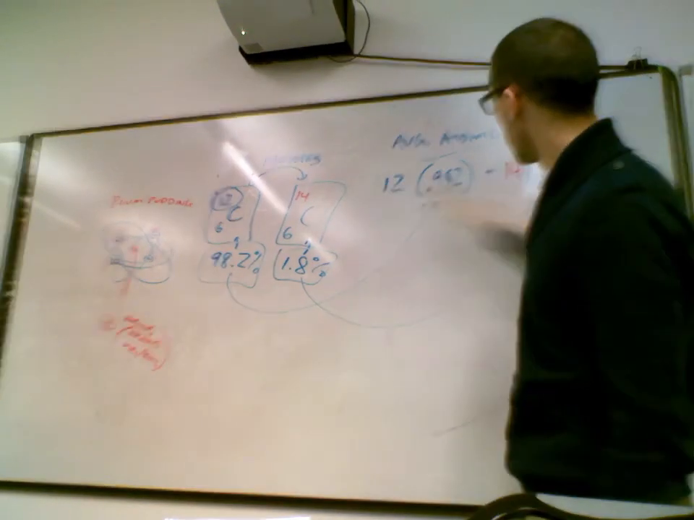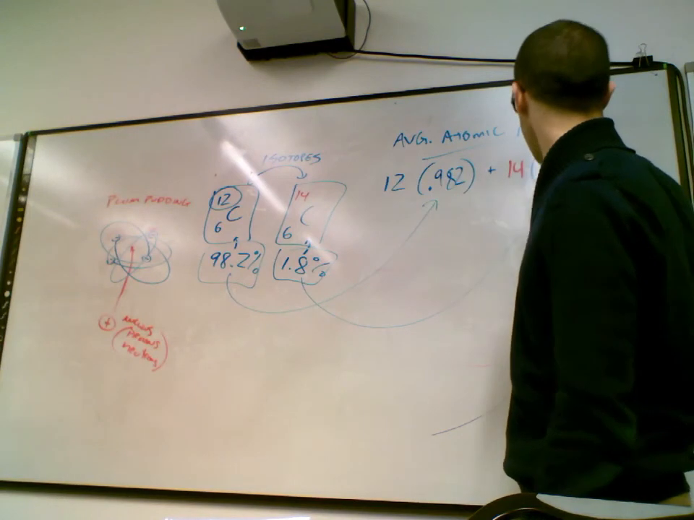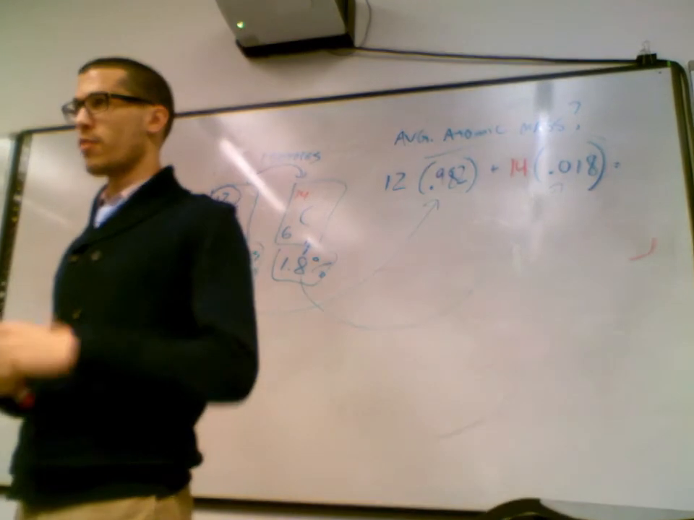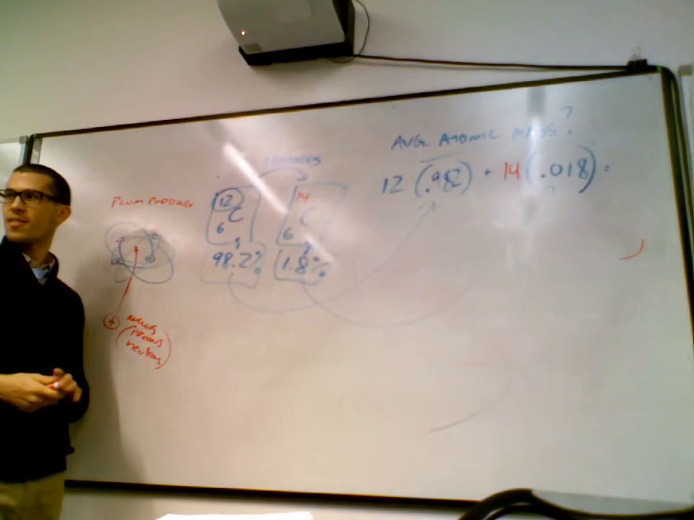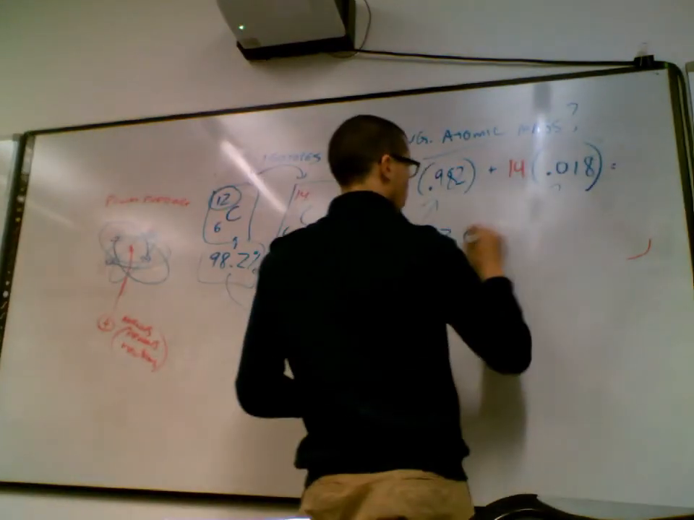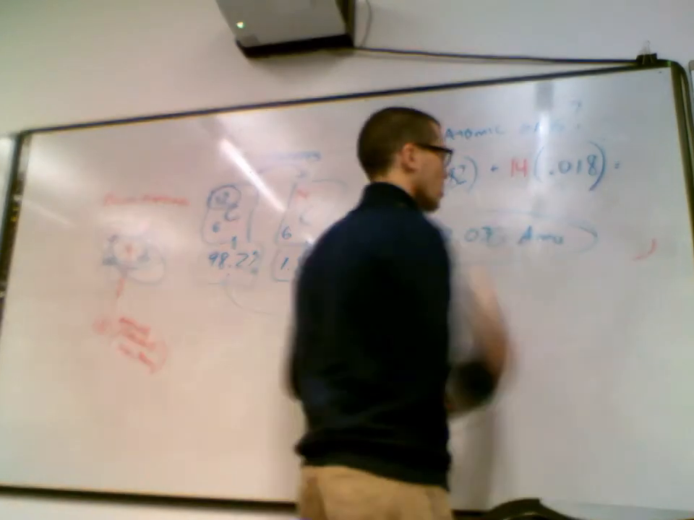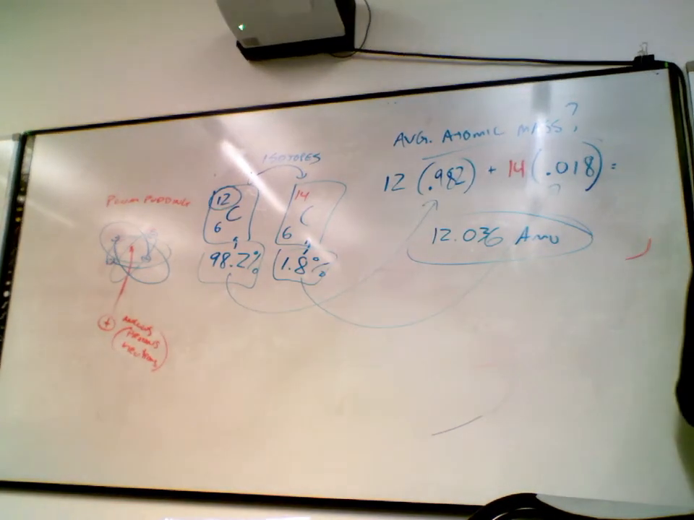Okay, so if you do this operation, 12 times this plus 14 times that, you get an average atomic mass, and you can figure that out. Good. You got it, Max? 12.036. And it's always going to be in AMU. Don't forget your units. That's an easy way to lose points, and you don't want to lose easy points.